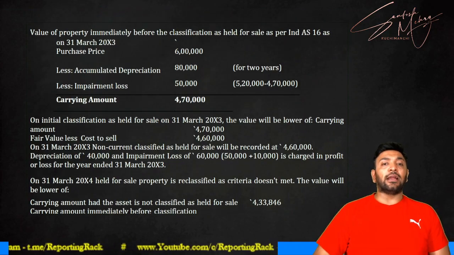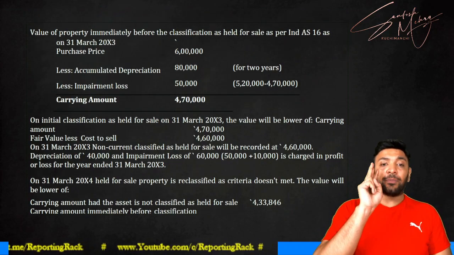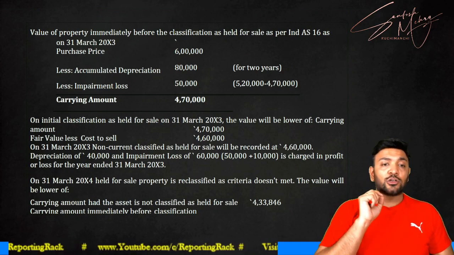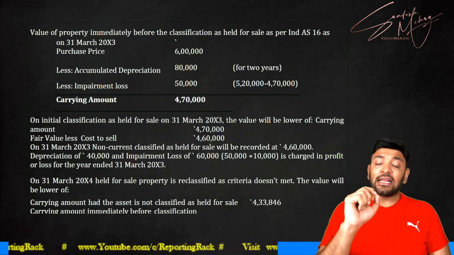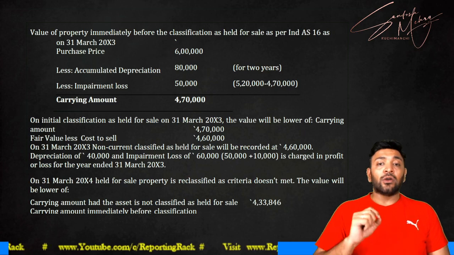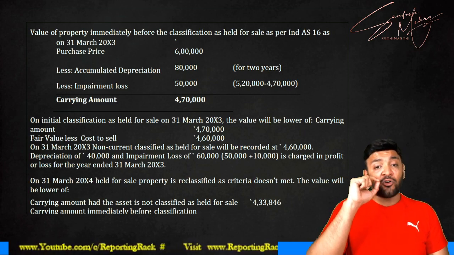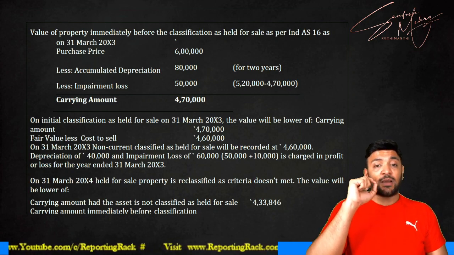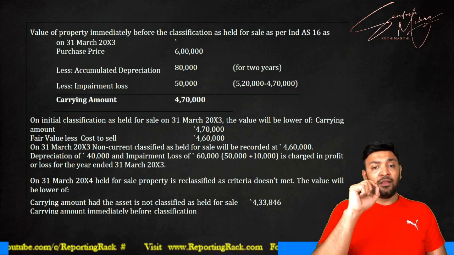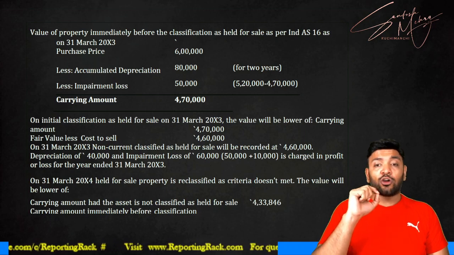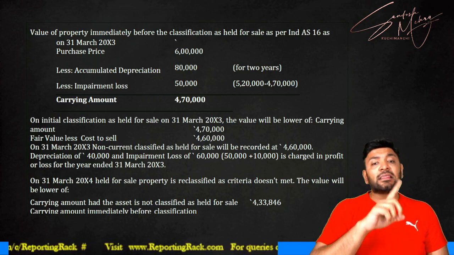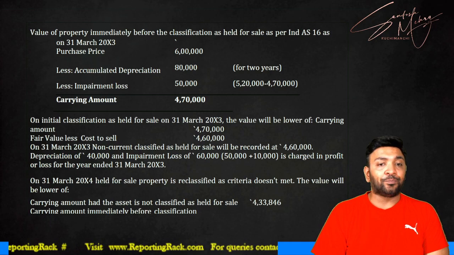So first, it was 6 lakhs, 80,000 of depreciation for 2 years, 50,000 rupees of impairment loss. On that day, the carrying value is 4 lakh 70. On the date of 31st March 23, he should have compared the 4 lakh 70 with 4 lakh 60, which is fair value less cost to sell. Therefore, the asset should be recorded only at 460. 10,000 rupees should have been charged to P&L.